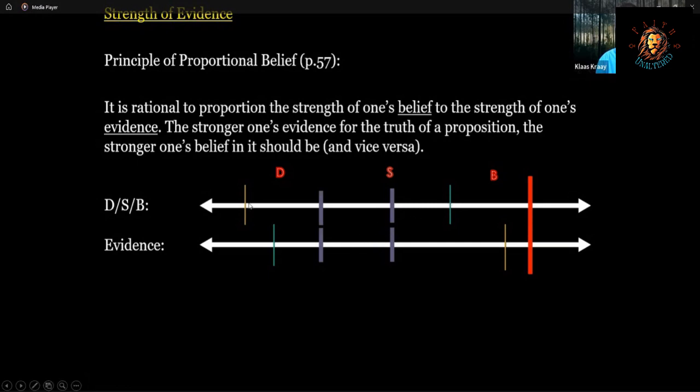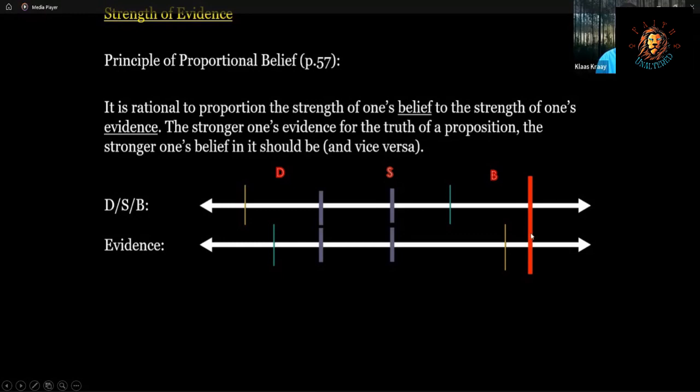Same deal with the yellow lines. Here you're saying, I disbelieve something very strongly. But once again, the evidence says that I should believe it. So there's that mismatch. No, what you want, the principle of proportional belief, is this red line. It's saying, the evidence is sufficient to say I should believe it, and I should believe it very, very strongly, not just weakly in terms of my level of credence, not just over here, but it's very, very strong evidence supporting the truth of the proposition.